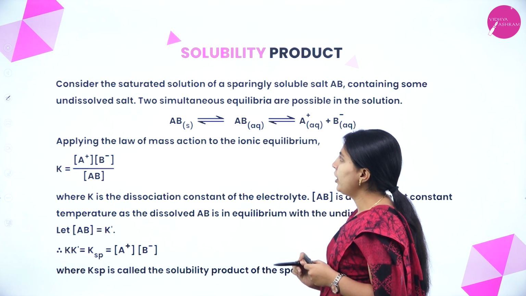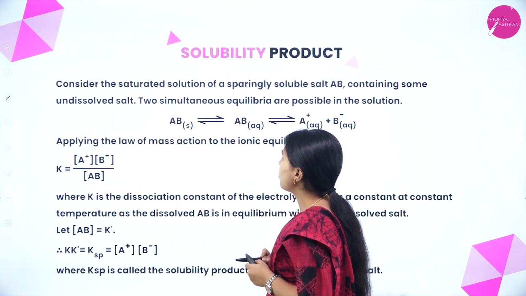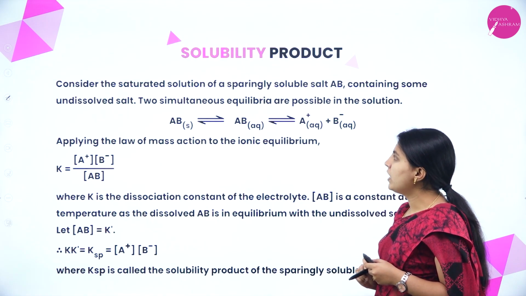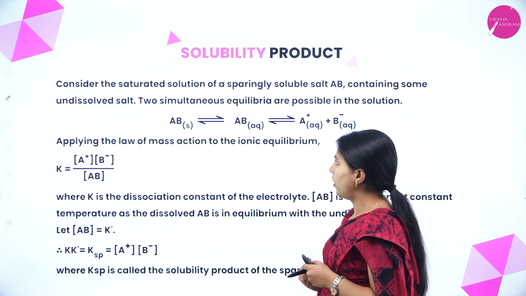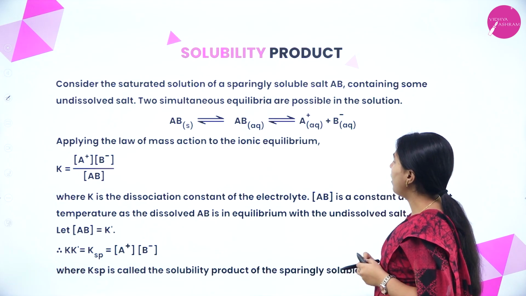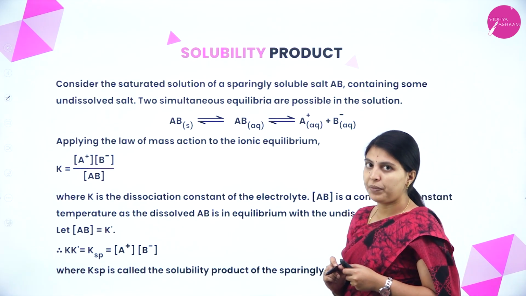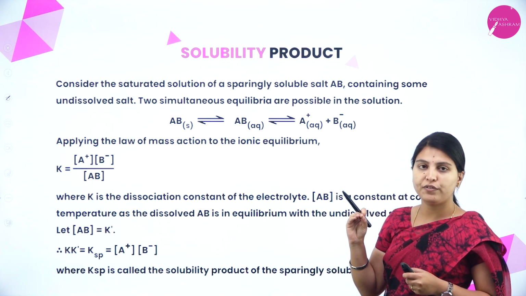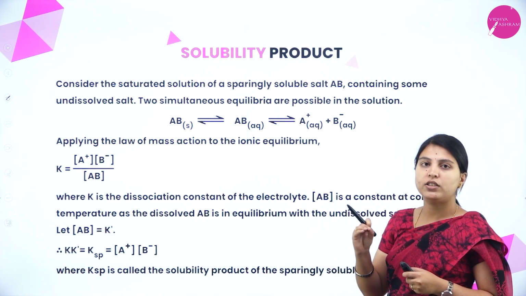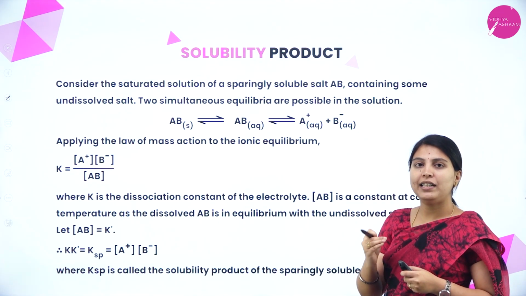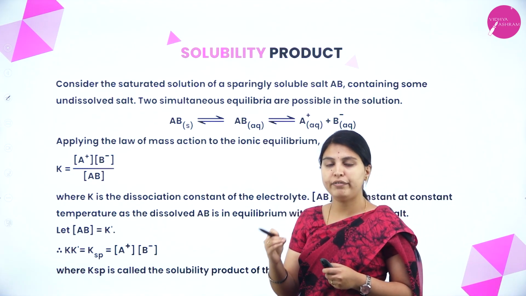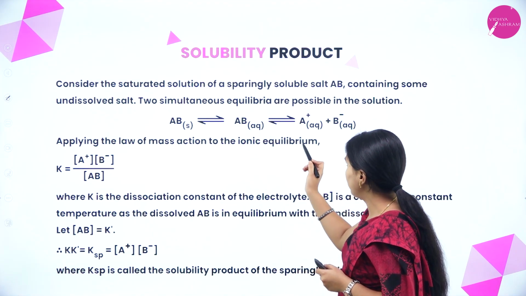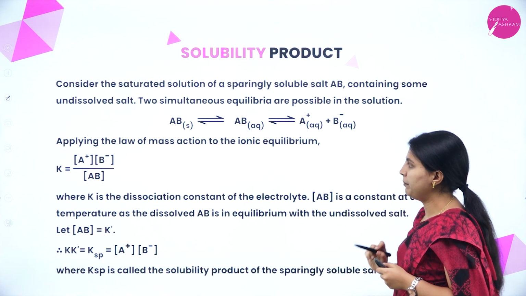Next, solubility product. Consider the saturated solution of a sparingly soluble salt AB containing some undissolved salt. 2 simultaneous equilibria are possible in the solution. What are they telling? Take a saturated solution of a sparingly soluble salt AB. You have to take a saturated solution and a little bit of salt should be left without dissolving. AB will form an aqueous solution of A plus and B minus.